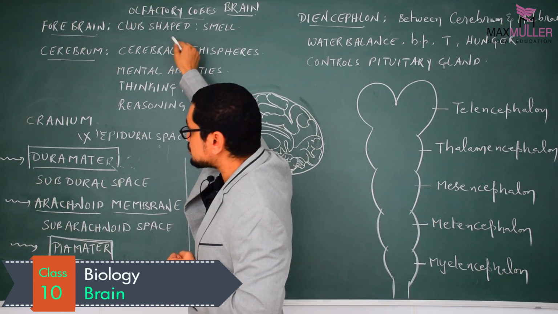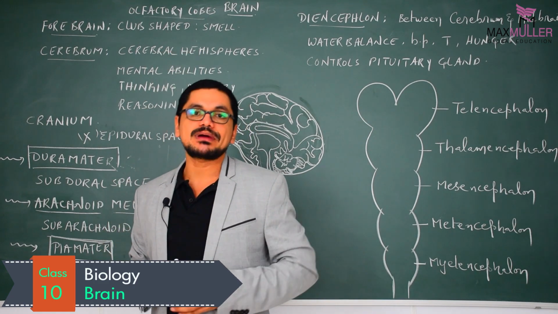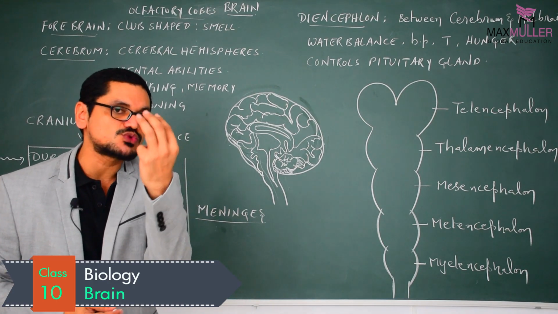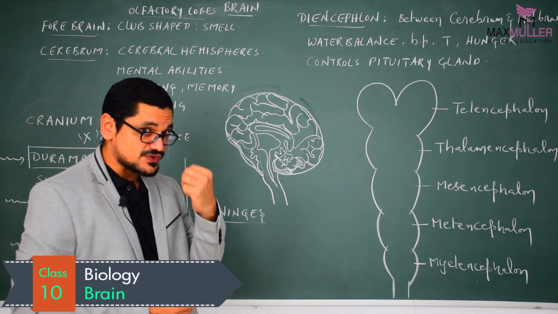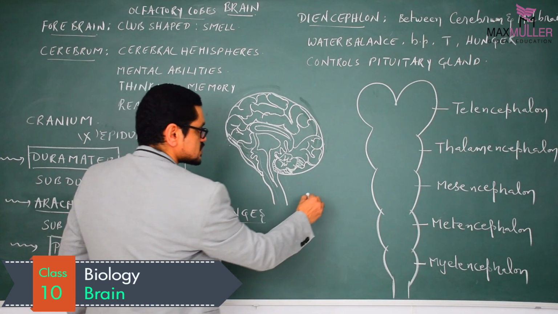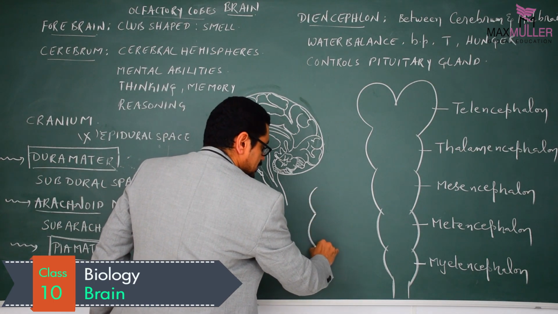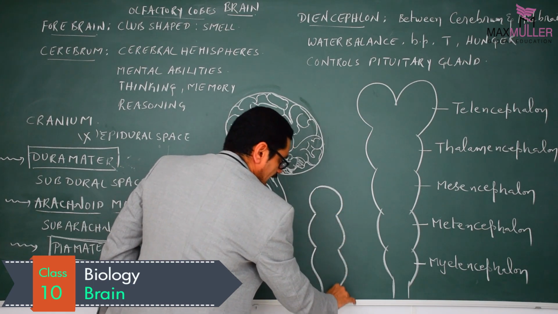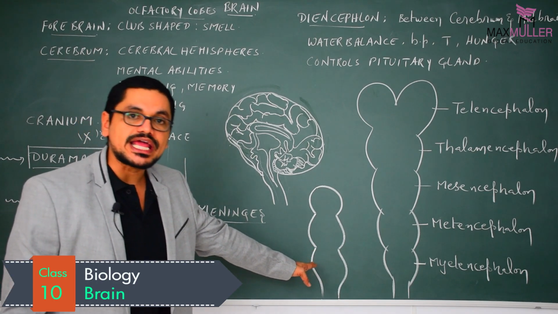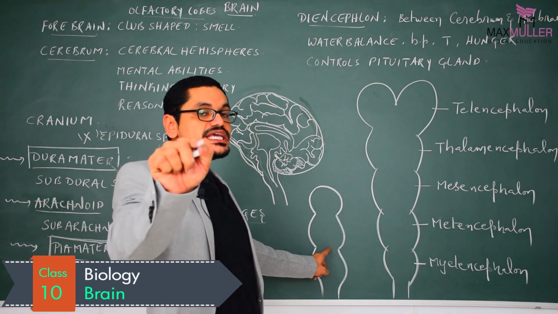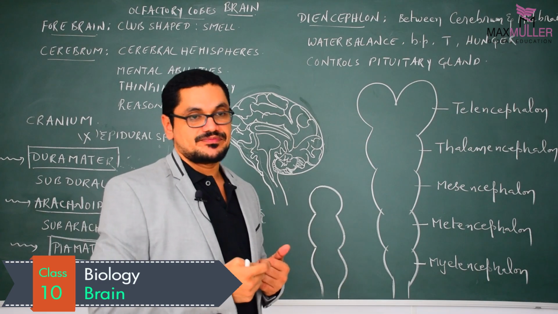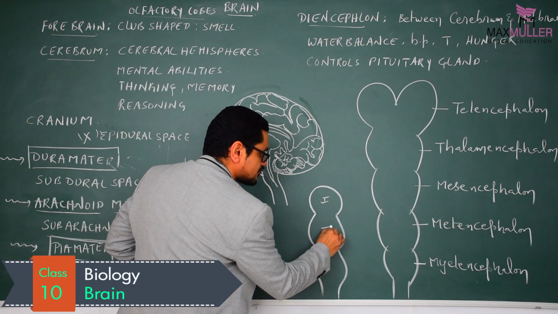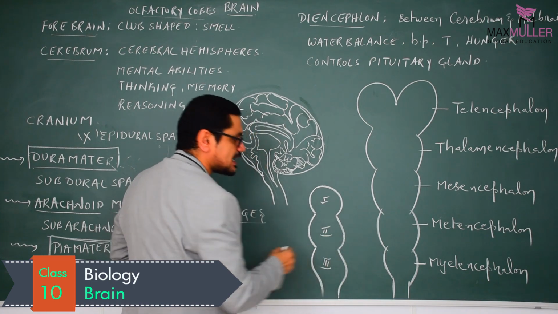Now if you observe the brain, see the fundamental parts of the brain. The brain is fundamentally divided into three lobes like this: forebrain, midbrain, hindbrain. This is the brain actually as seen in the developing condition. This is the first part of the brain, this is the second part, and this is the third part of the brain.